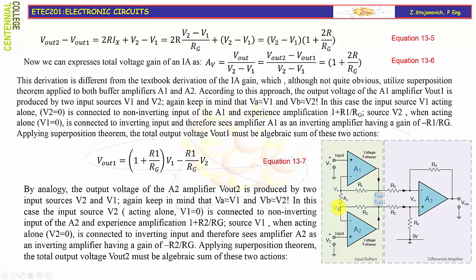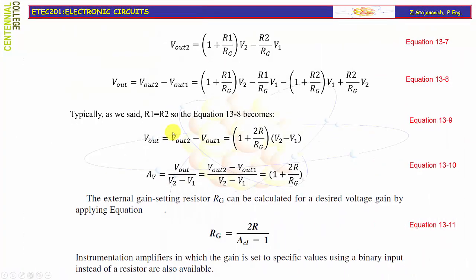Source V1, when acting alone, so V2 being grounded, that means VB is grounded, is connected to the inverting input, that's VA, and therefore sees amplifier A2 as an inverting amplifier having a gain of negative R2 over Rg, that means Rf over Ri. Applying the superposition theorem, the total output voltage Vout2 must be the algebraic sum of those two actions, which is written here as equation 13-7. So here is the part due to V2 acting alone, here is another part due to V1.